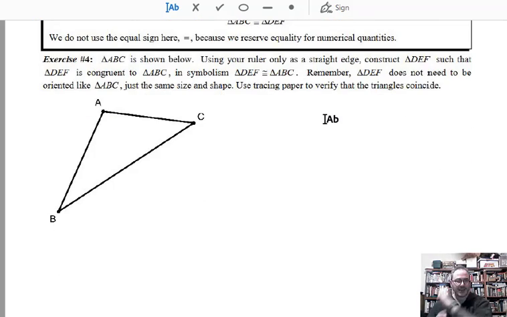Exercise 4. Triangle ABC is shown below. Using your ruler only as a straight edge, don't do any measurements here, construct DEF such that DEF is congruent to ABC. In symbols, triangle DEF is congruent to triangle ABC. So we need to construct the exact same triangle over here.